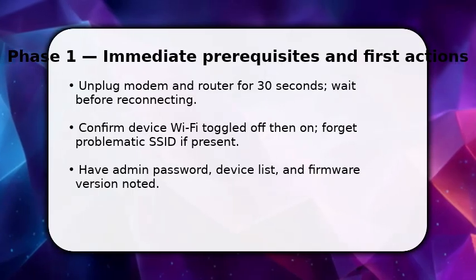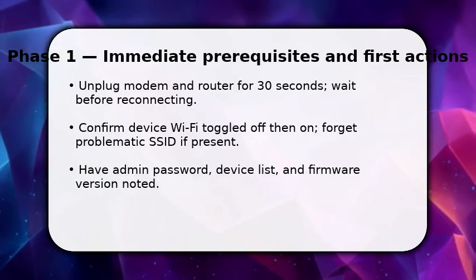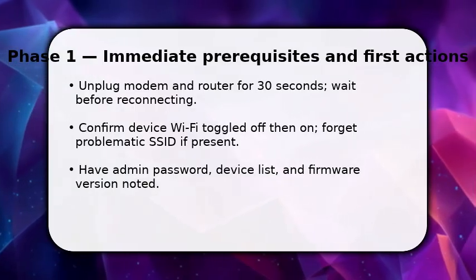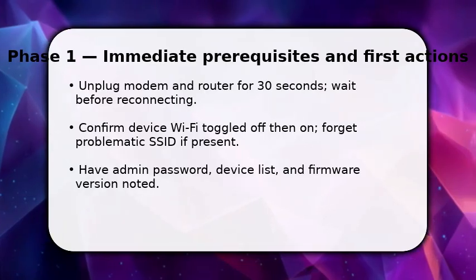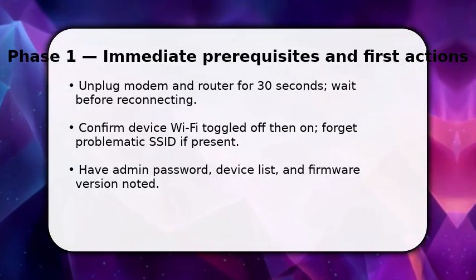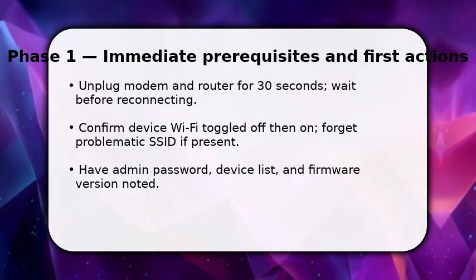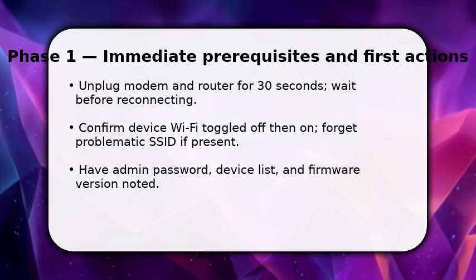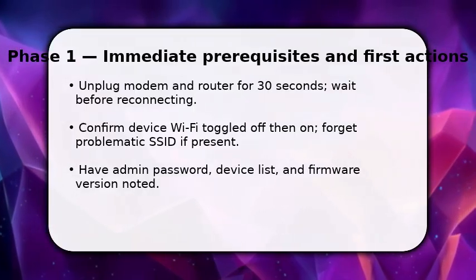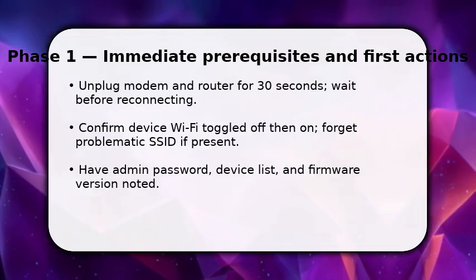You start by cutting power to reset transient states. Unplug both modem and router for 30 seconds, then plug the modem first, wait until sync, then the router. While waiting, open your device Wi-Fi settings, toggle off then on, and forget the SSID to clear cached credentials.